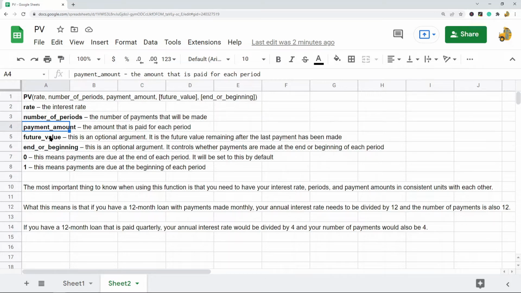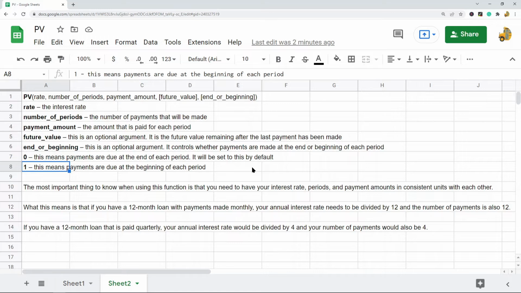Then there are two optional arguments at the end. One is future value, which is the future value remaining after the last payment has been made. The next optional argument is end or beginning, which controls whether payments are made at the end or the beginning of each period. By default, it's set to 0, which means payments are due at the end of each period. But if payments are due at the beginning, you would set this to a 1.